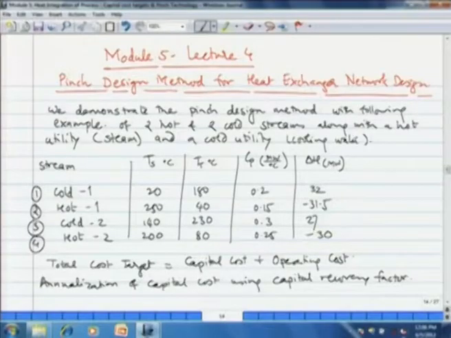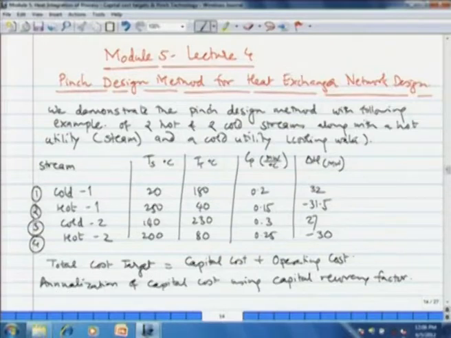We said that we shall demonstrate the pinch design method using an example, and for maintaining the continuity of this module, I am using exactly the same data as used in the previous lectures, the 2 hot and 2 cold streams, and that data is appearing on your screen now. I had explained this data earlier.